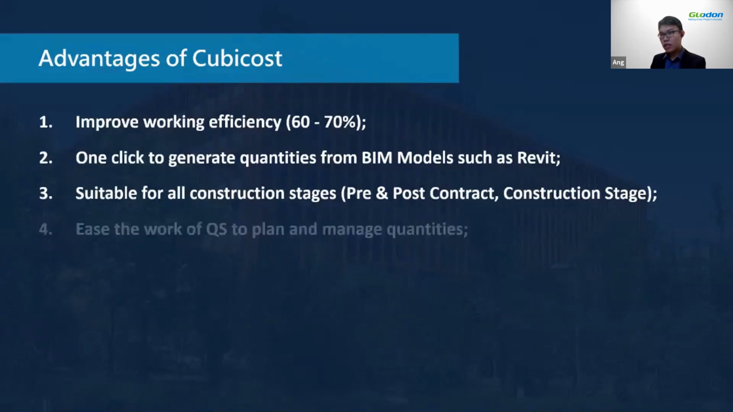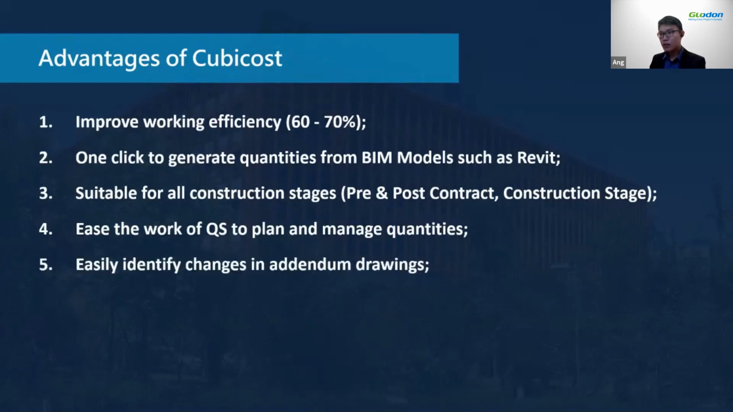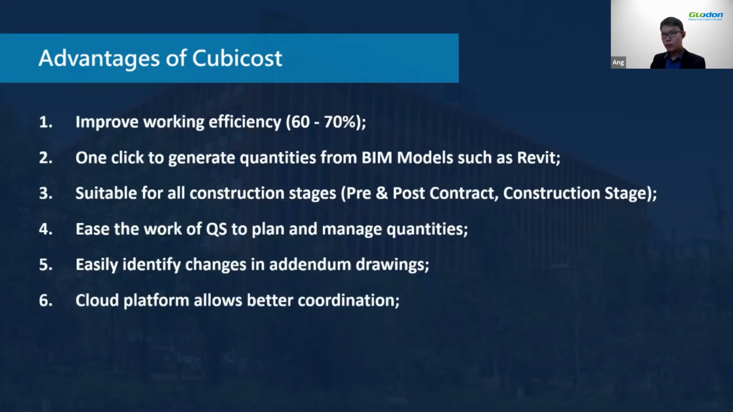Now, the fourth one is to ease the work of a QS. As a QS, we need to plan, we need to manage all of those quantities. And by using the Revit changes, we can easily identify the changes in addendum models. Now that we have a cloud platform, we can have better coordination. So even if you have subcontractors, they can also view our model and make sure that all of the works are going accordingly, and many more.